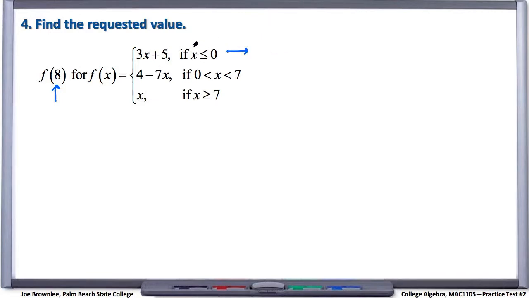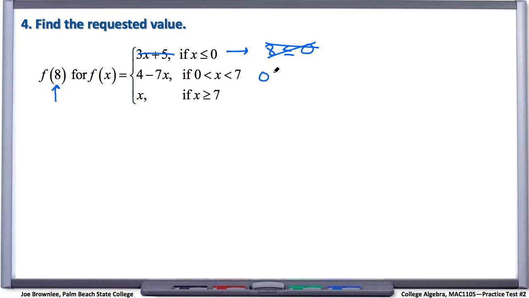If we take the x value 8 and plug it in, we're going to end up with 8 is less than or equal to 0. Is that a true statement? Is 8 less than or equal to 0? Nope, not true. So we know we are not going to be using this first piece here. How about the second piece?